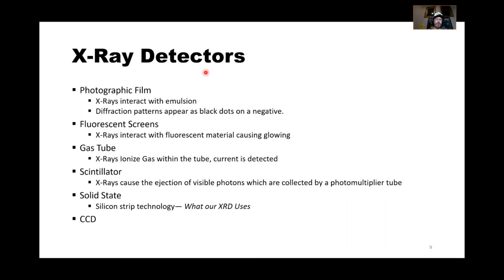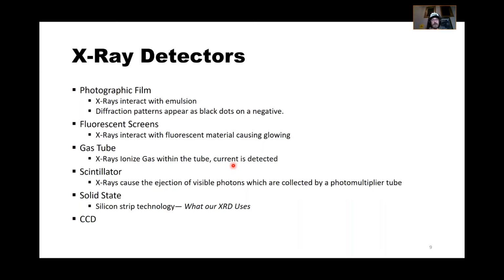A gas tube. Now we're getting into early electronic signal detectors, and going from photographic film and fluorescent screens to a gas tube is kind of going from looking at spot patterns to a spectrum. The X-rays ionize the gas within the tube, and electric current is detected. That means it's being plotted, so you have current peaks detected with respect to 2 theta, and those peaks are your diffraction peaks, basically.